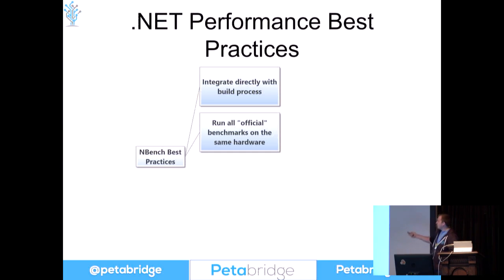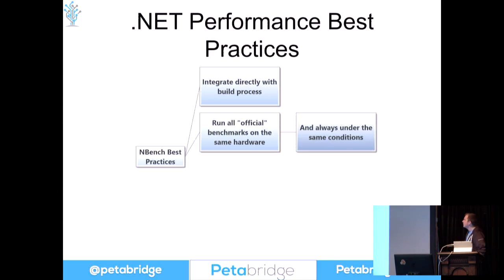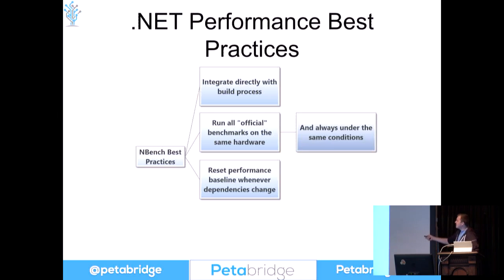Next, run all official benchmarks on the same hardware. Hardware divergence matters when you're benchmarking. You can't disregard it. So that's why we recommend integrating this with your continuous integration process. That way it's your build agents that are always computing the official values of record. Yep, and always under the same conditions. Don't do what I did this morning and run my benchmark while I have something else going on the machine at the same time.